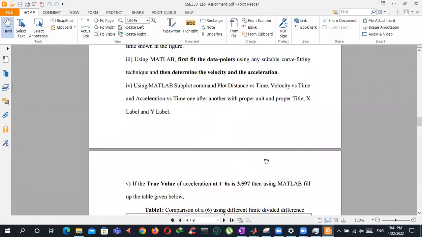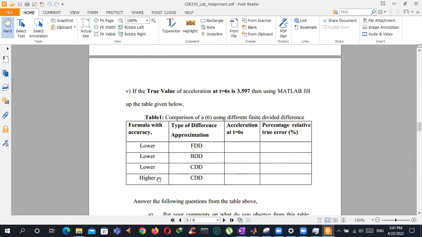You can ignore the leftmost column for now. Perform the differentiation using forward divided difference code and determine the velocity for t equals 6 seconds and calculate the error, percentage error, comparing with this true value.